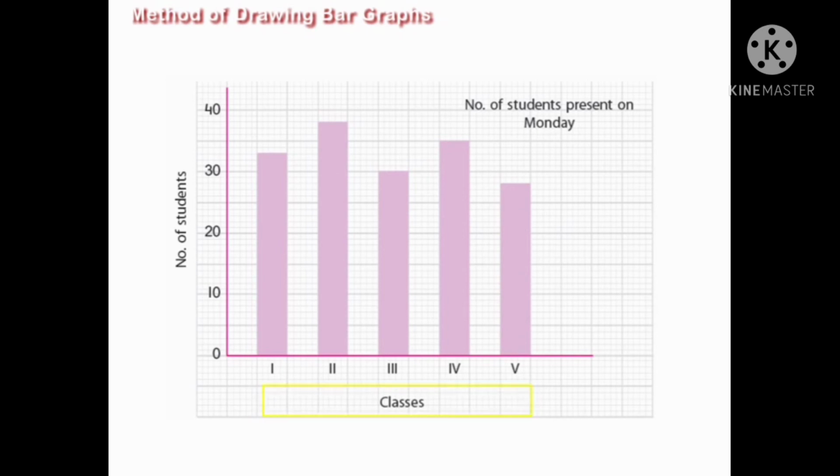Now, we can draw the bars for the given data. That is, for class 1, we can represent 33 students. For class 2, 38. Class 3, 30. Class 4, 35. And class 5, 28 students. So, we have drawn the bar graph for the given data. So, children, this is how we draw a bar graph.